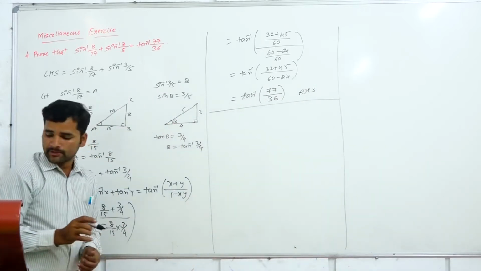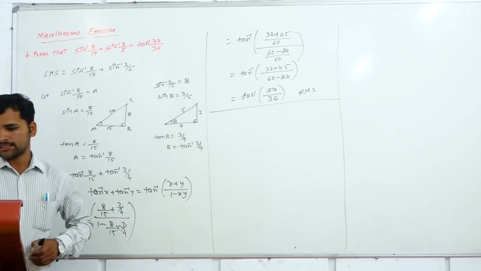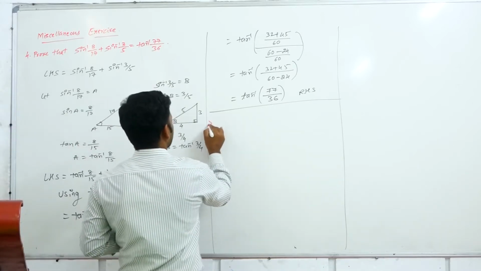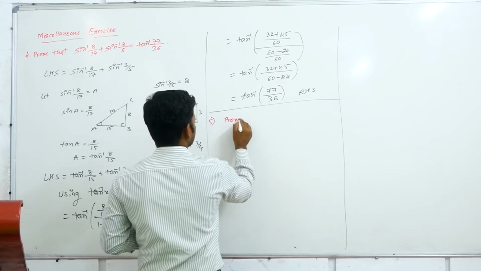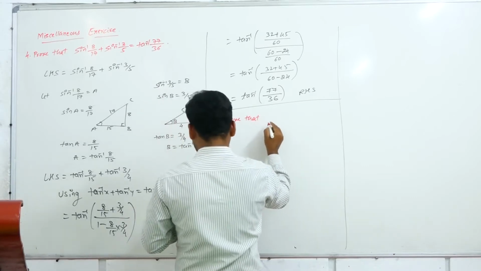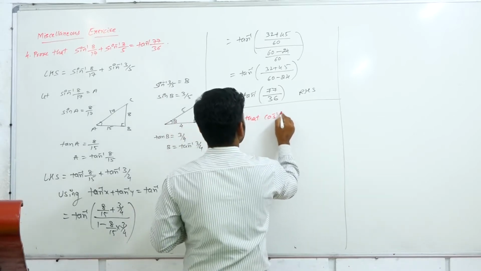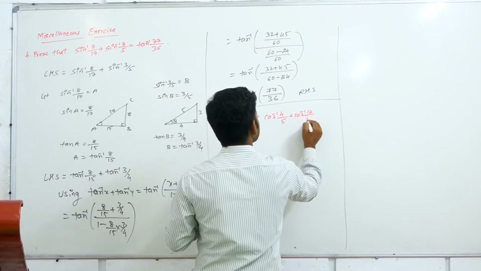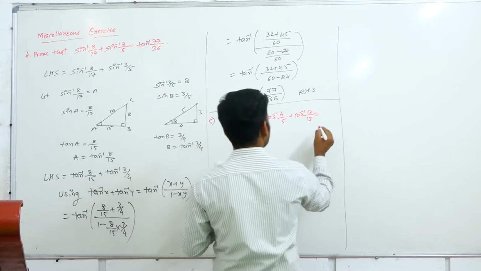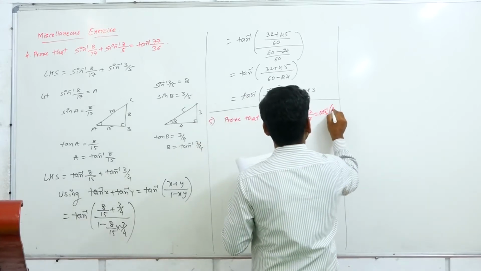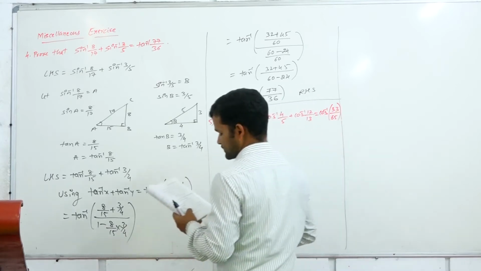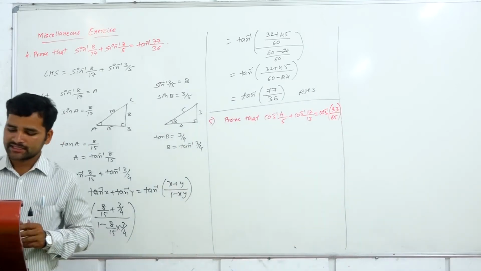Now coming to problem number 5 in the miscellaneous exercise. Problem number 5 says, prove that cos inverse of 4 by 5 plus cos inverse of 12 by 13 is equal to cos inverse of 33 by 65.